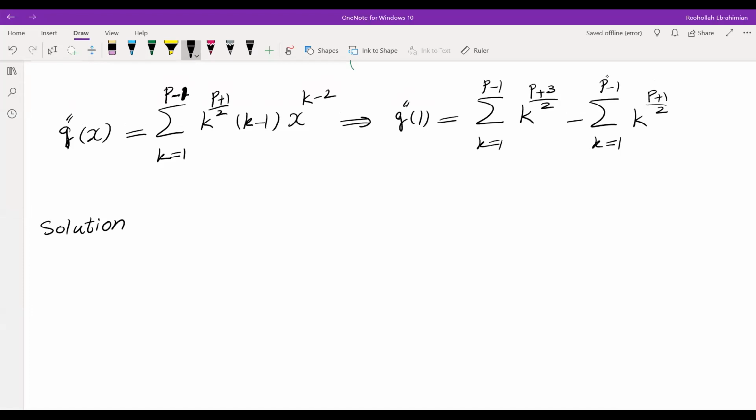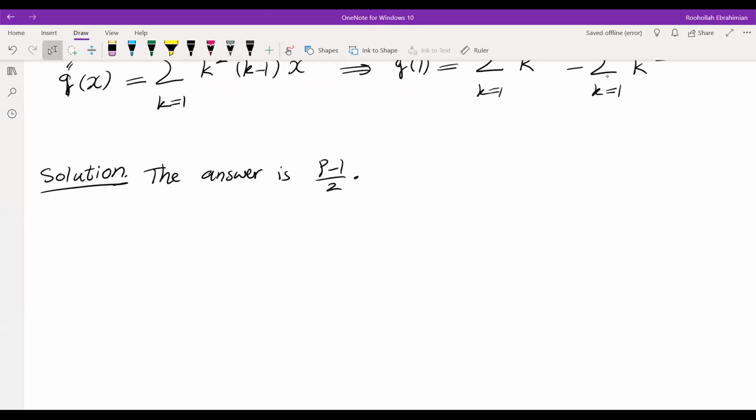So the first thing I do for a solution, I'm going to write down exactly what the answer is, because I want to have it up there clear, so that it's clear that I have actually gotten the correct answer. So here's what I'm going to do. So the answer is p minus 1 over 2. So then we're going to go ahead and prove that.